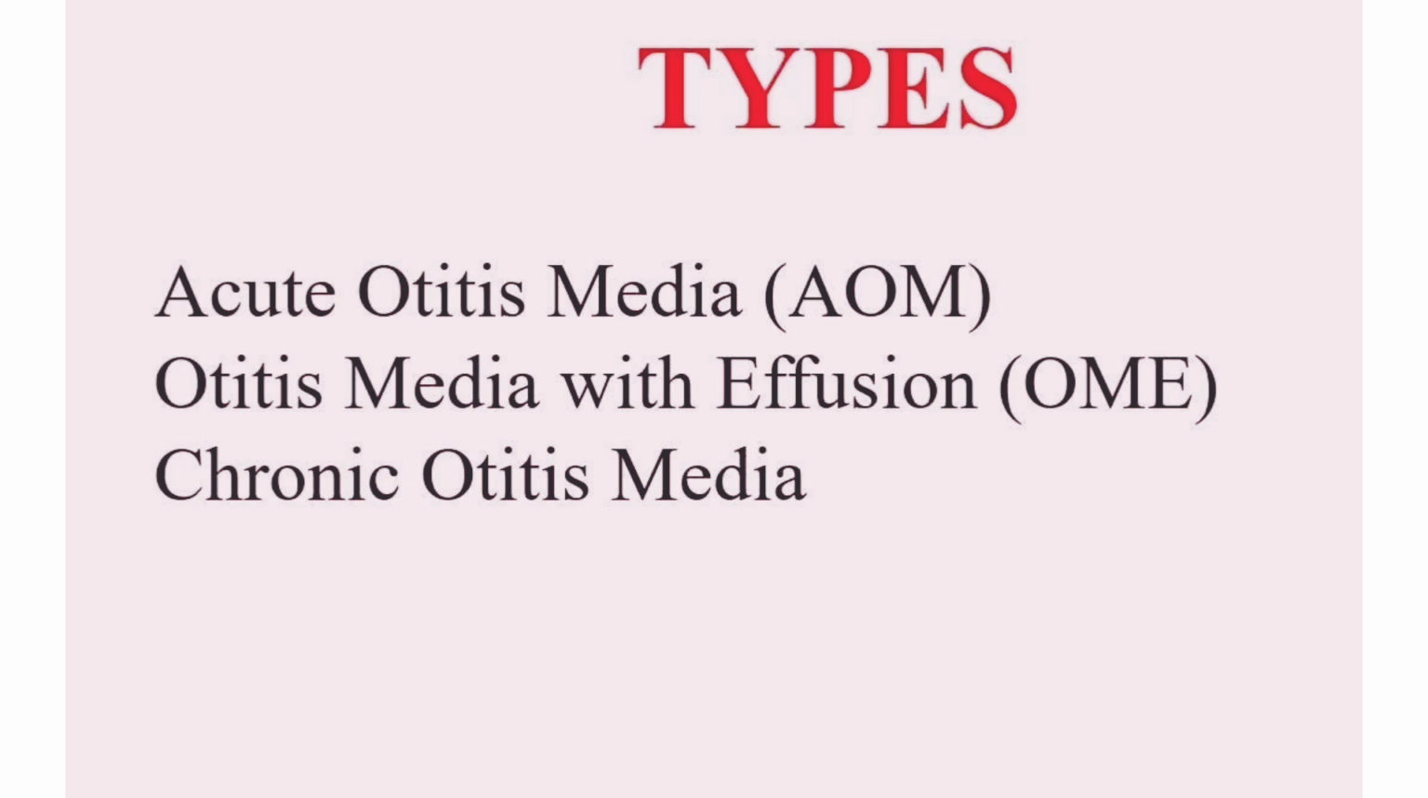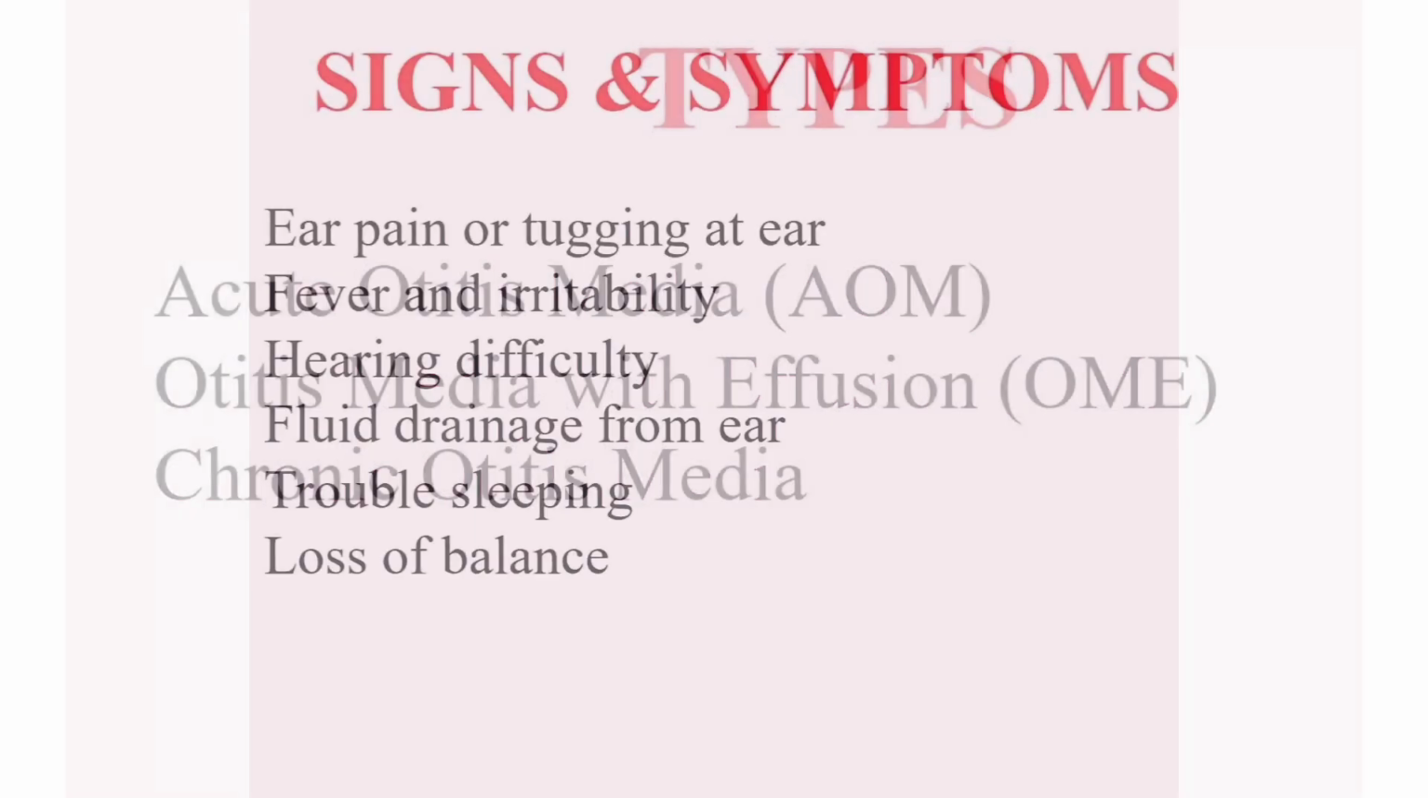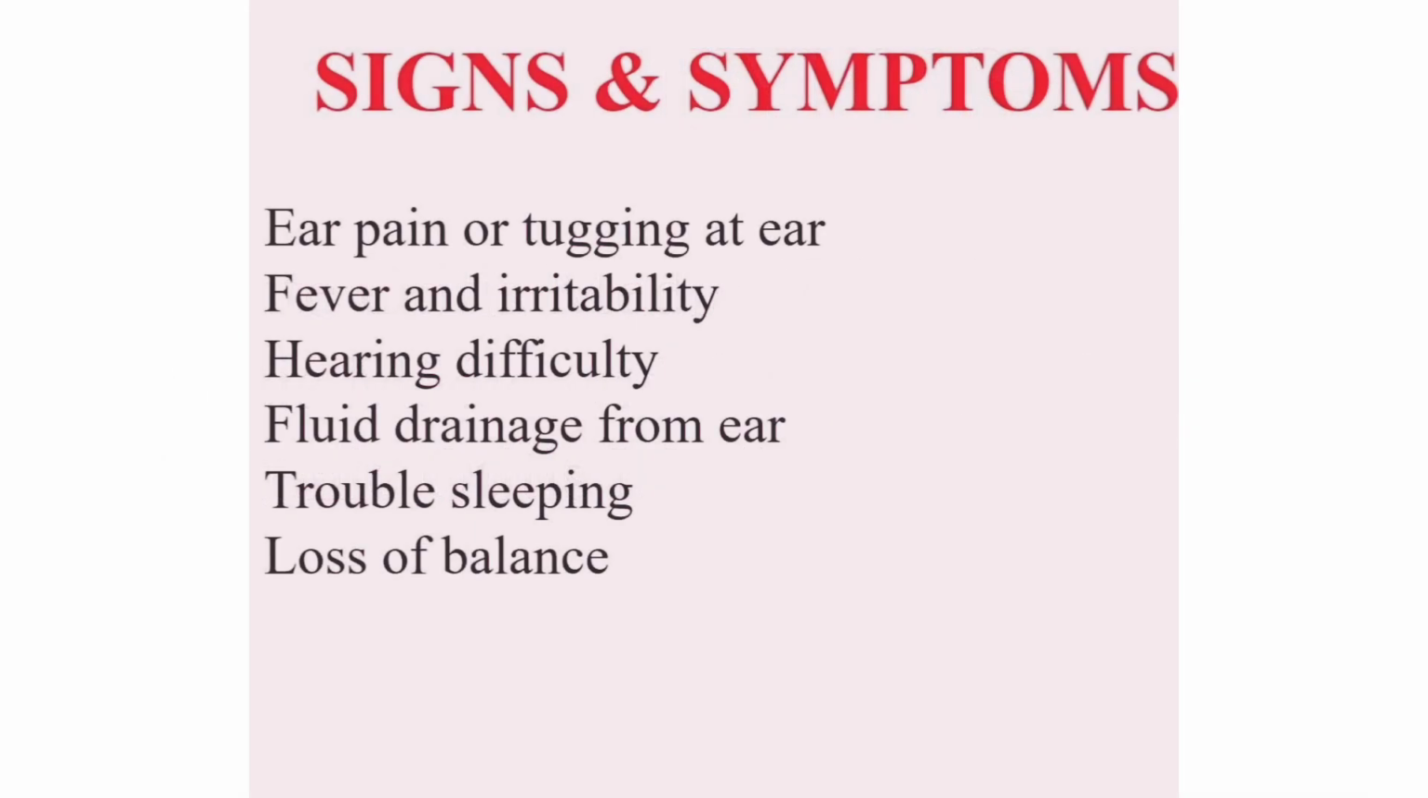Number 3 type is chronic otitis media. Chronic otitis media is a persistent or recurring infection of the middle ear that can lead to long-term damage and complications. Now let me move towards the next slide, that is the signs and symptoms of otitis media. The signs and symptoms of otitis media can vary depending on the type and severity of the infection. Common symptoms include number 1 is ear pain.